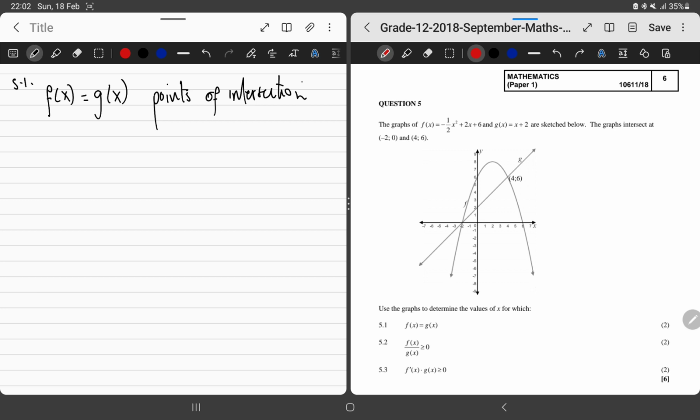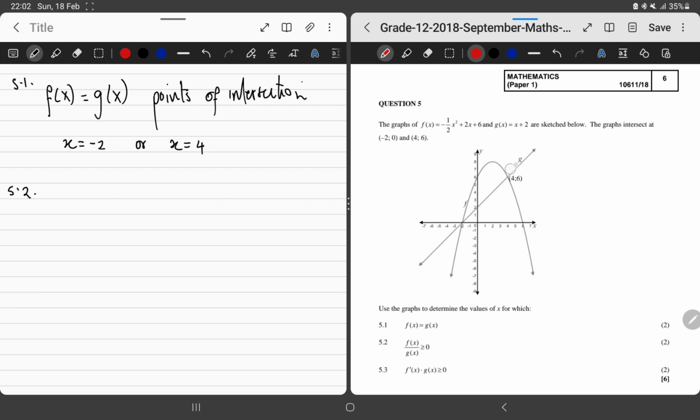Let's look at our sketch. The graphs meet at x is equal to -2 and also at x is equal to 4. The solutions will be x is equal to -2 or x is equal to 4.